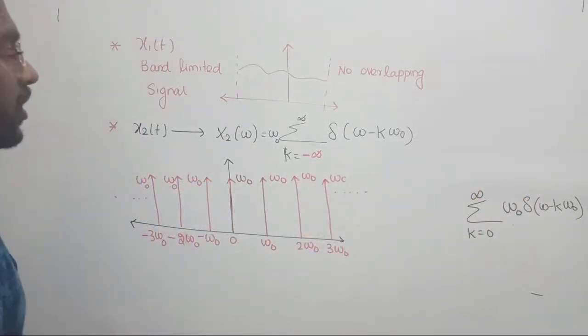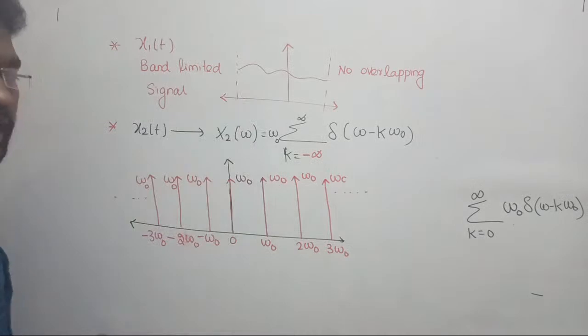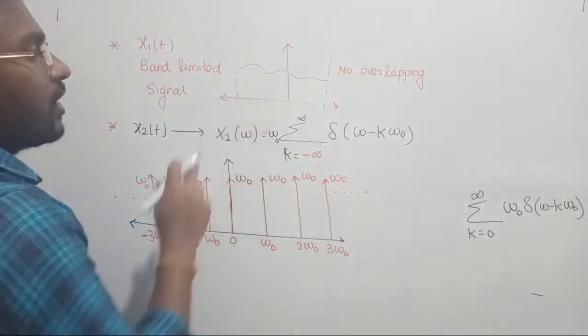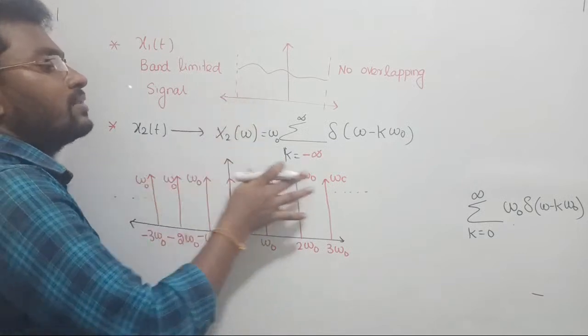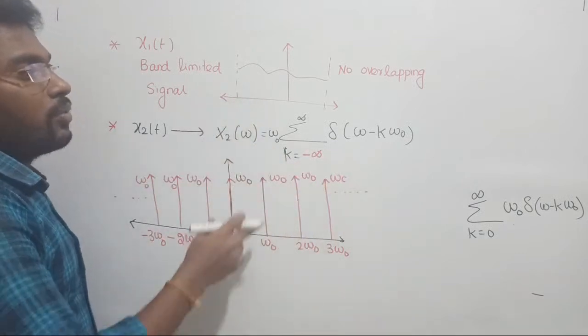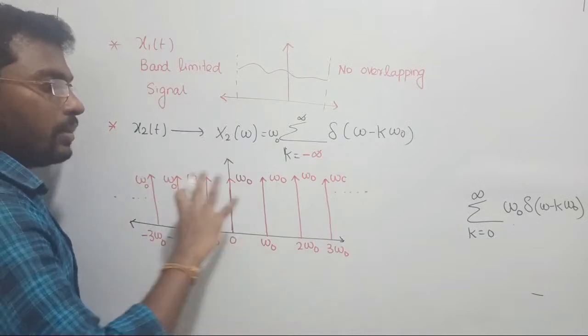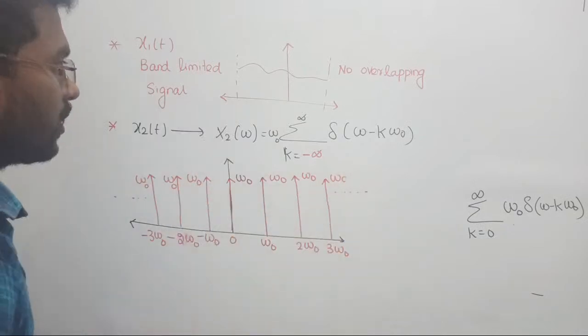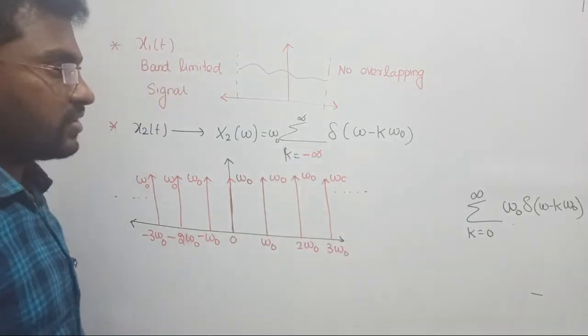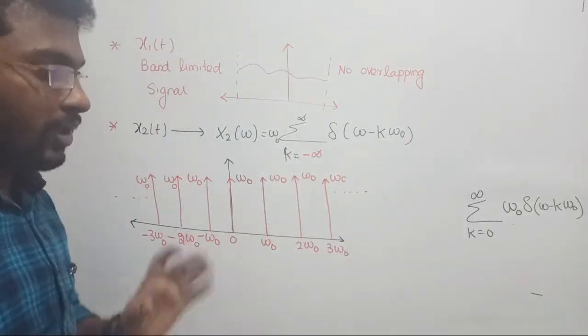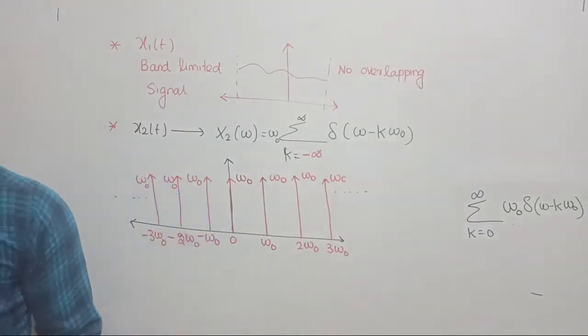Did you notice one thing? I have a signal in time domain. Now this signal is going to be passed through this impulse train. The moment we pass the signal through this impulse train, what will happen? Let us see. That process is called the sampling process. Let us see what happens here.